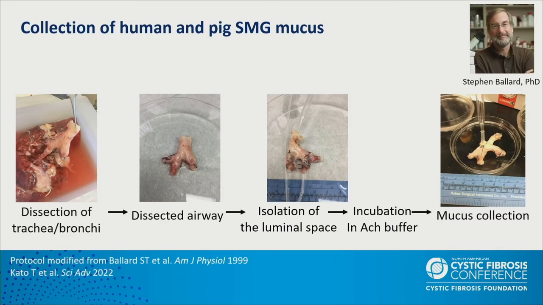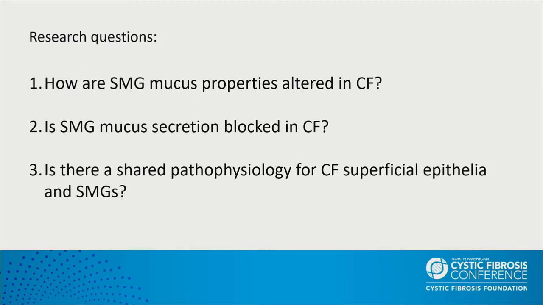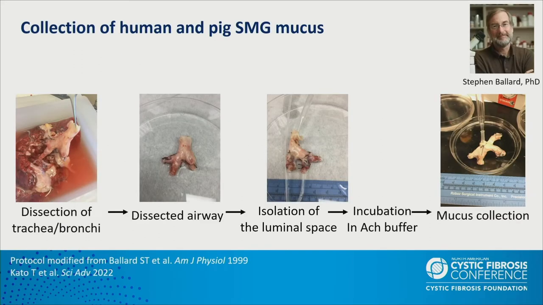We collected the submucosal gland mucus using the established method by Dr. Steve Ballard in South Alabama. We freshly dissect human large airway tissues and ligate all the branches to isolate the internal space from the outer side, then incubate these dissected tissues in acetylcholine-containing buffer to induce the gland mucus secretion into the isolated lumen. Then after incubation, we cut the tissue longitudinally and collect the secreted mucus.